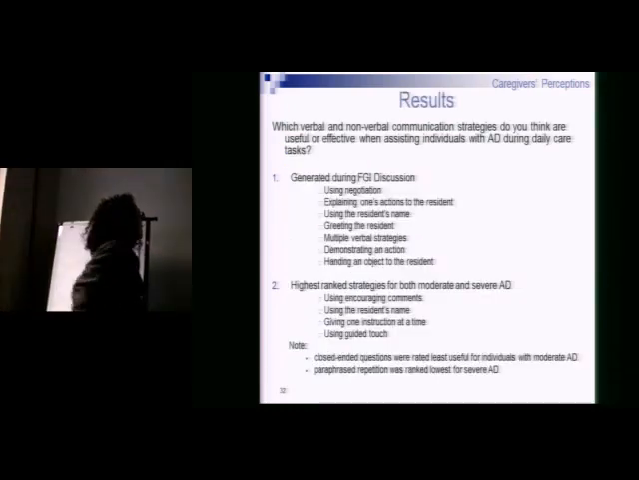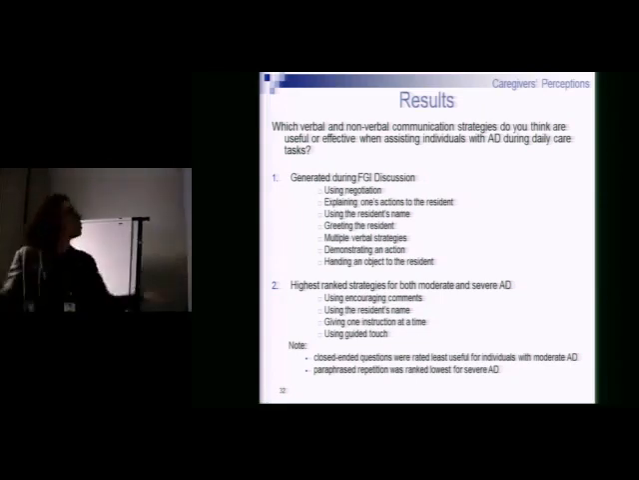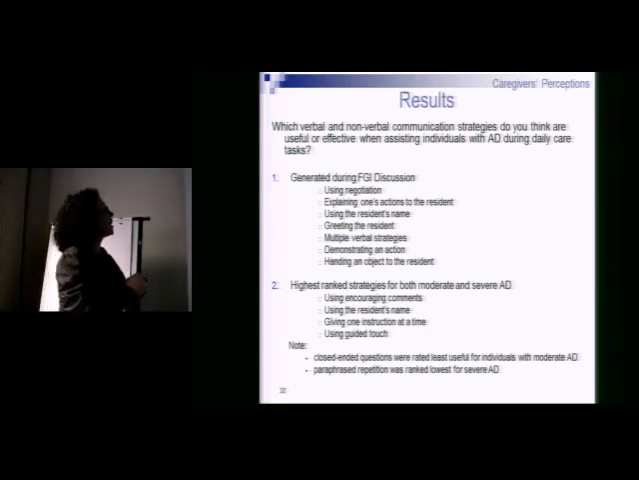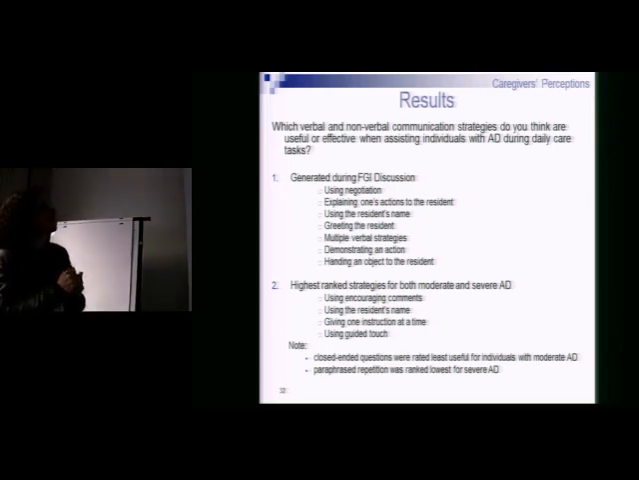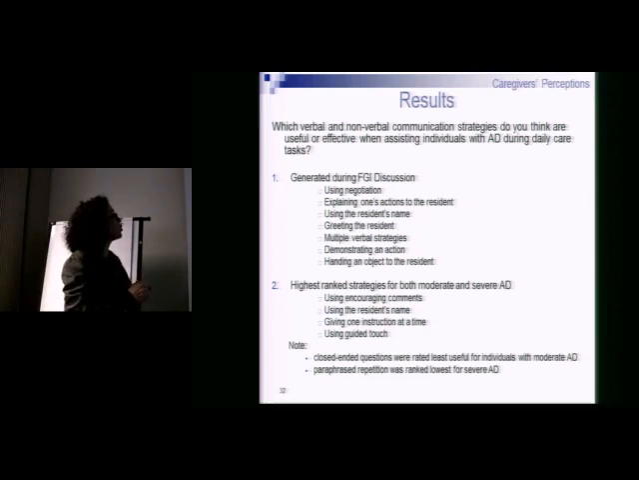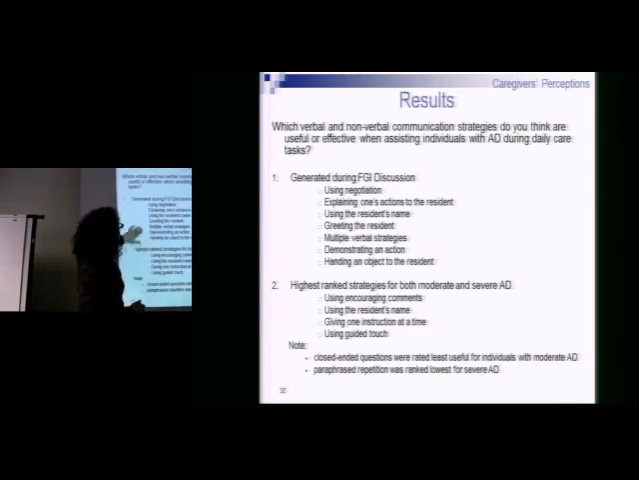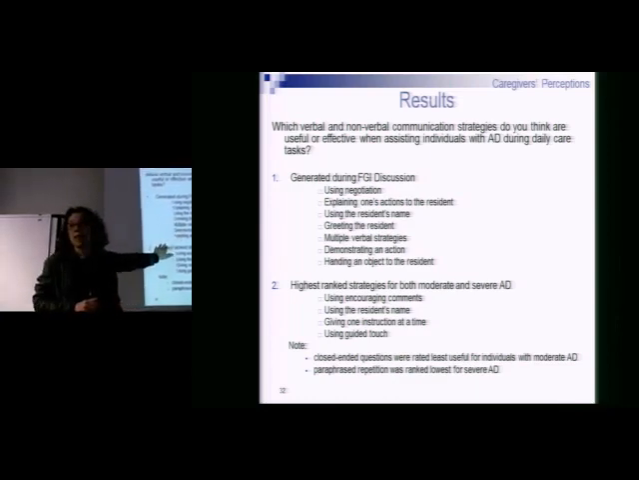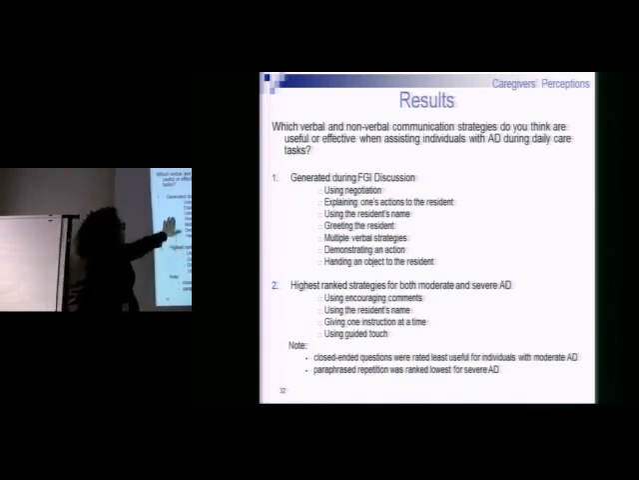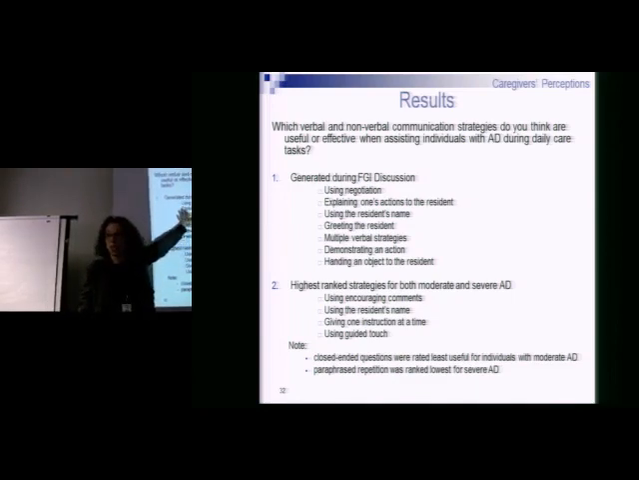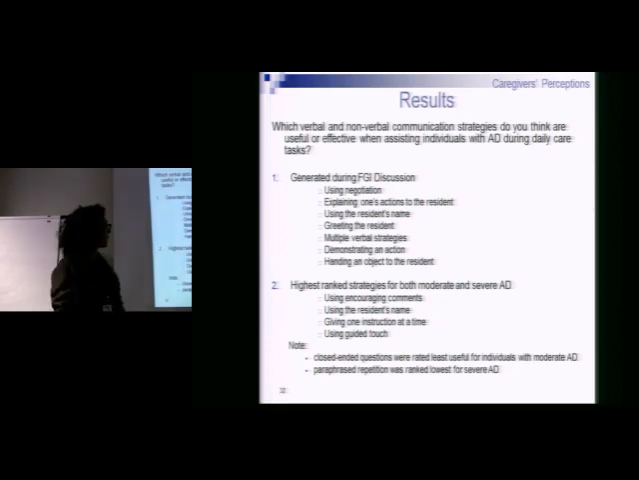So when people were asked the question in that kind of general open conversation, which verbal and nonverbal communication strategies do you think are useful or effective when assisting individuals with Alzheimer's disease during daily care? These are the main ideas that were generated by the caregivers. They said it's really important to use negotiation, to explain your actions to the resident, to use the resident's name to greet, to use more than one strategy at once, to show, to demonstrate an action, and to hand things to the resident when necessary.